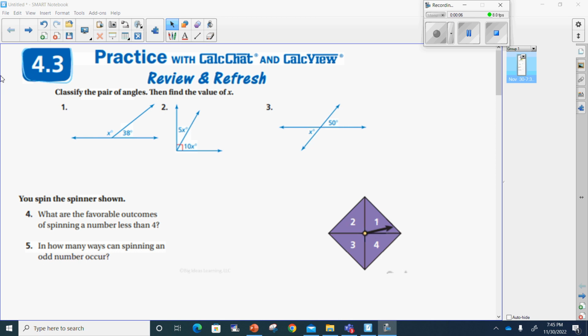We've got to classify the pair of angles, then find the x values. So if we classify these pair of angles, these are supplementary angles. We know that because they reside on a straight line. They have to equal 180, which means I can say that x plus 38 is going to equal 180.